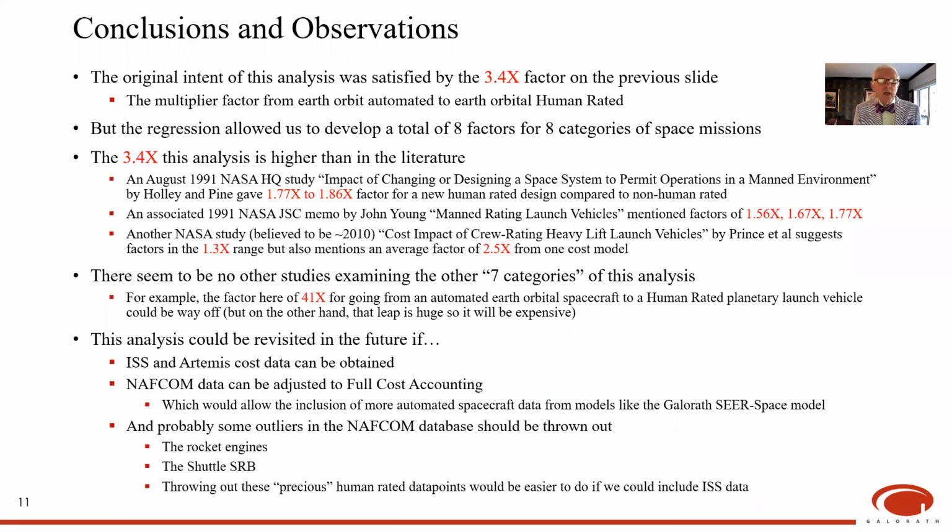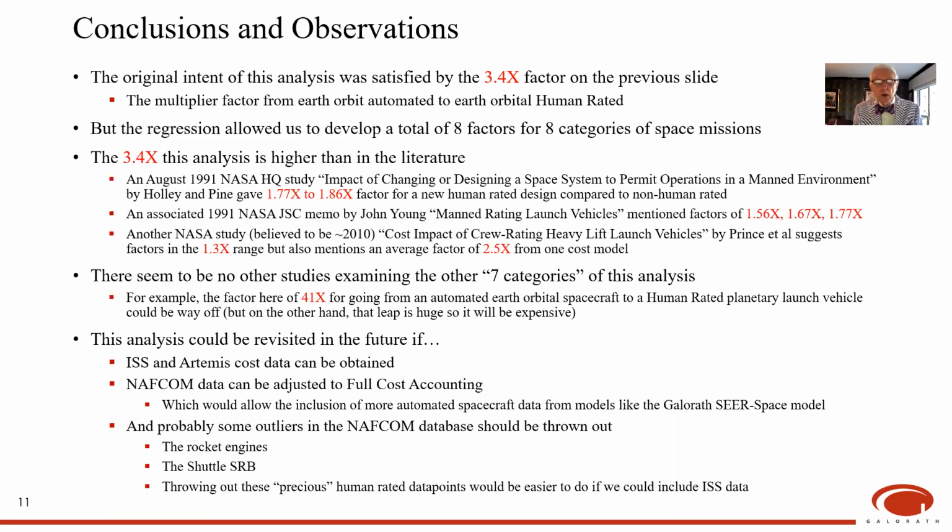I have a number of thoughts on how this analysis could be improved in the future. One, if we could get International Space Station and Artemis cost data, we could blend that into the study, especially since that would all be human-rated data, and that would be a lot more human-rated data. If we did that, we might want to go to the trouble of adjusting the NAVCOM data to full cost accounting, which would allow us to continue to use that. It would also allow us to include those more modern automated spacecraft from the Cadre database and from other models such as the Galileo-SEER space models.